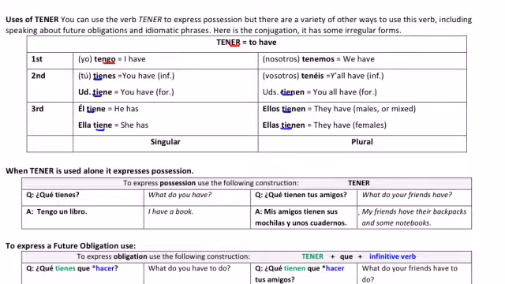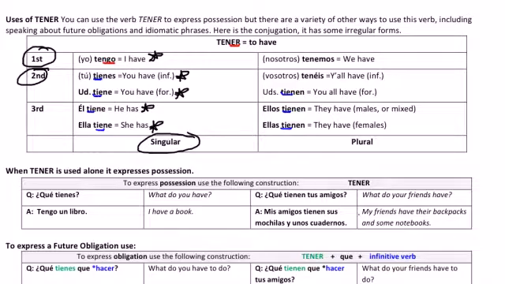So if we look at our chart here, you can see that first person singular corresponds to tengo, second person singular informal corresponds to tienes, second person singular formal corresponds to usted tiene, third person singular male, él tiene, third person singular female, ella tiene.